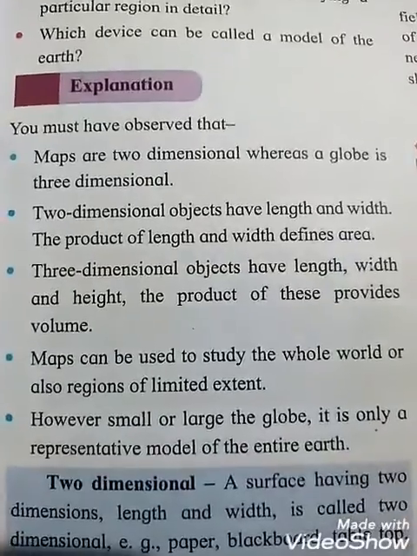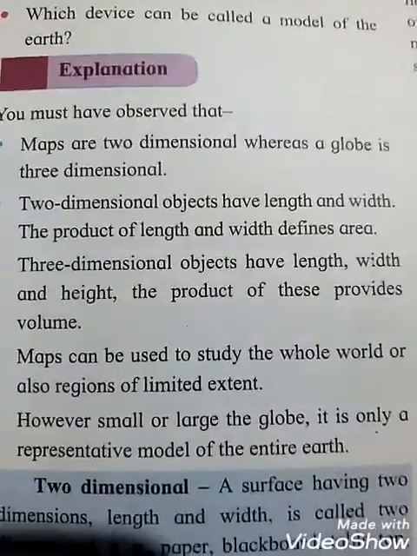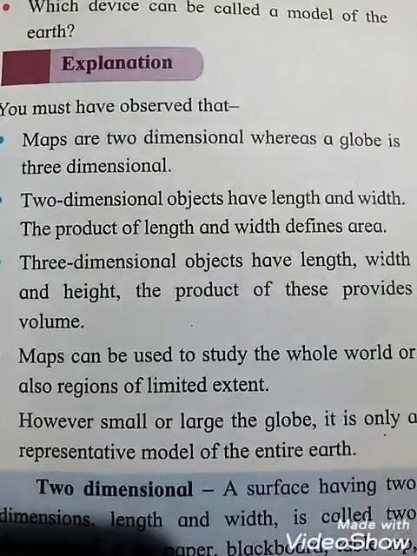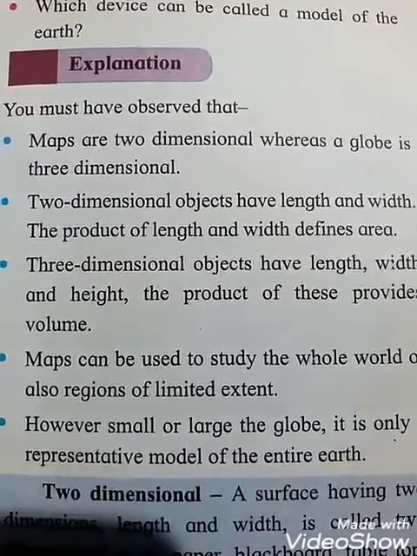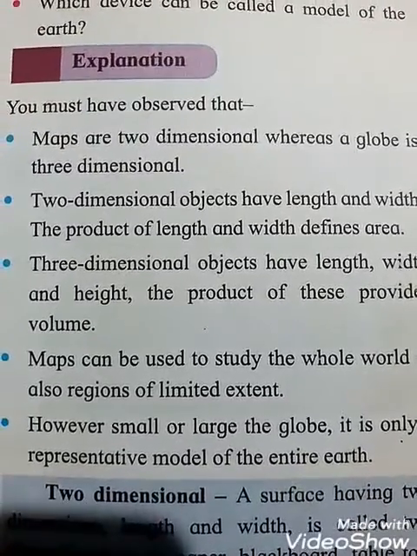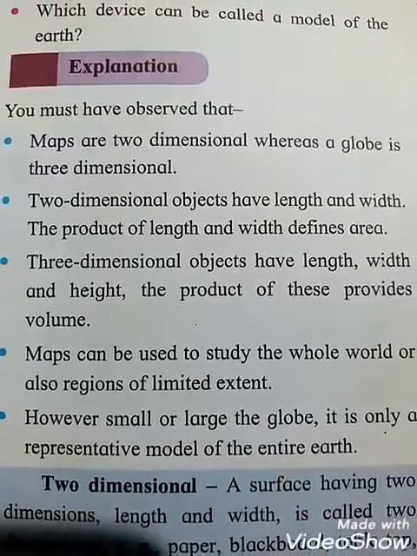Next point, two-dimensional objects have length and width. The product of length and width defines area. That means in two-dimensional objects we can see length and width, and the product of length and width defines their area.